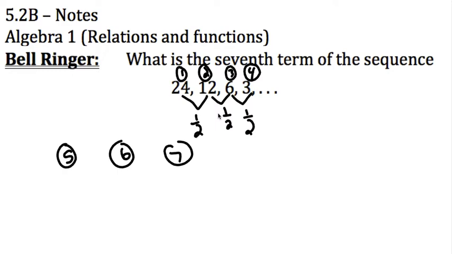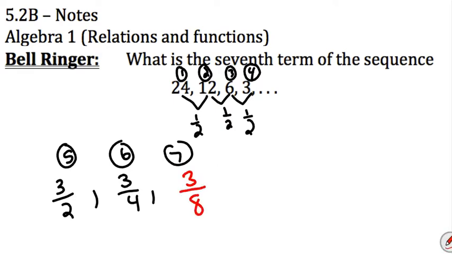So take 3 and multiply by 1/2. What do you get? Well, you might say 1/2, but I'm going to write it as 3 over 2. Take 3 over 2 and multiply by 1/2. What do you get? 3 over 4. And then the final answer, 3 over 4 times 1/2 gives you 3 over 8. So that is our final answer there.